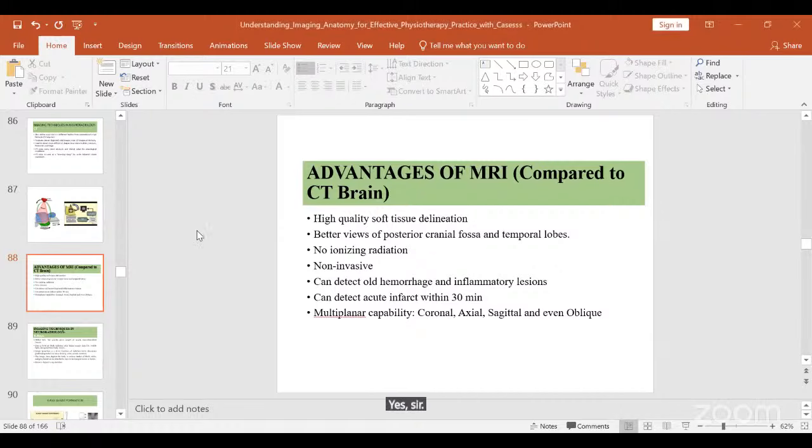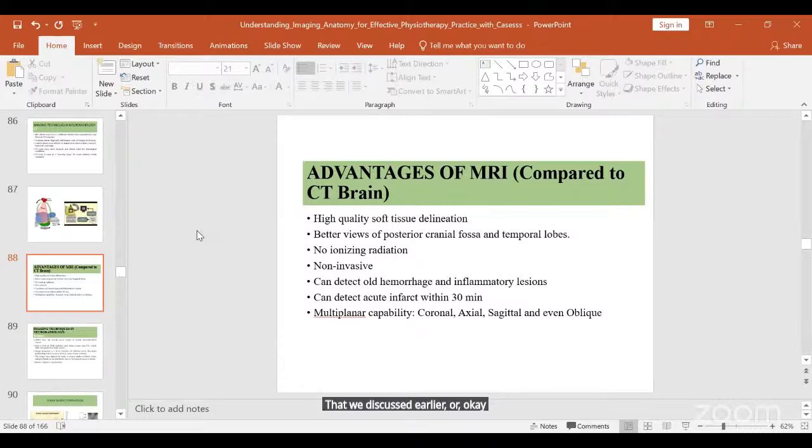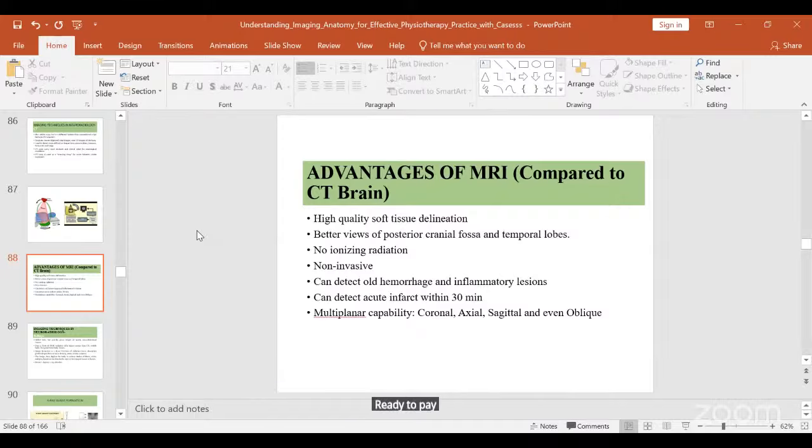So we've discussed MRI. It has a number of advantages. It acquires its images in all the planes that you can think of, the 3 planes that we discussed earlier on. It does not suffer patients. The only suffer is that it takes longer time and other things. So you look at the pros and cons. If the patient can afford it, has suspected soft tissue issues, and is ready to pay for it, of course MRI is the best.